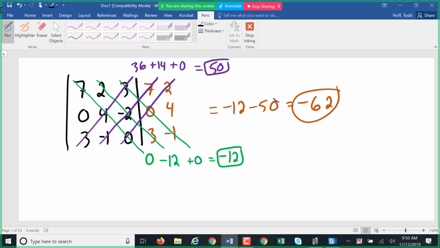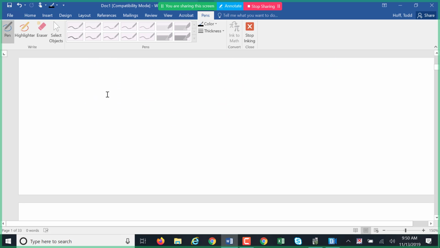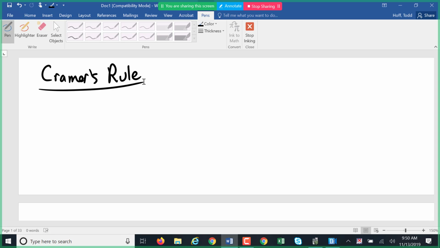So there's another way of doing determinants on a 3x3 matrix. If we get time, I'll circle around and I'll come back and look at that later. But I want to make sure we get to the main point of doing determinants, and that is Cramer's rule. Cramer's rule is a method of solving systems of equations using matrices and determinants.